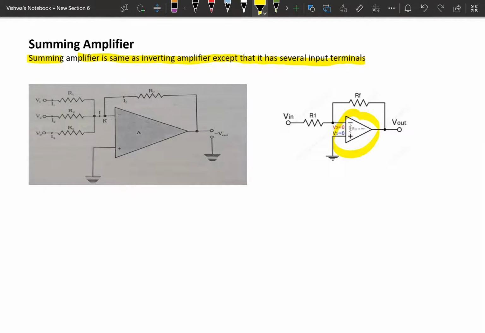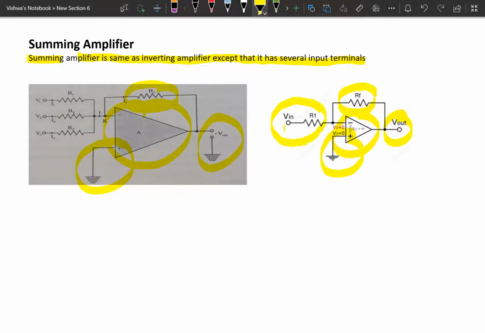So this is the op-amp. There is a feedback resistor, here also there is a feedback resistor. Output is here, output is here. The non-inverting terminal is grounded, here also the non-inverting terminal is grounded. But at the input there is only one input source, Vin, for the inverting amplifier. For the summing amplifier, several voltages are applied to the inverting terminal of the amplifier. Here there are several voltages, here only a single input voltage. So this is the difference between the summing amplifier and the inverting amplifier.